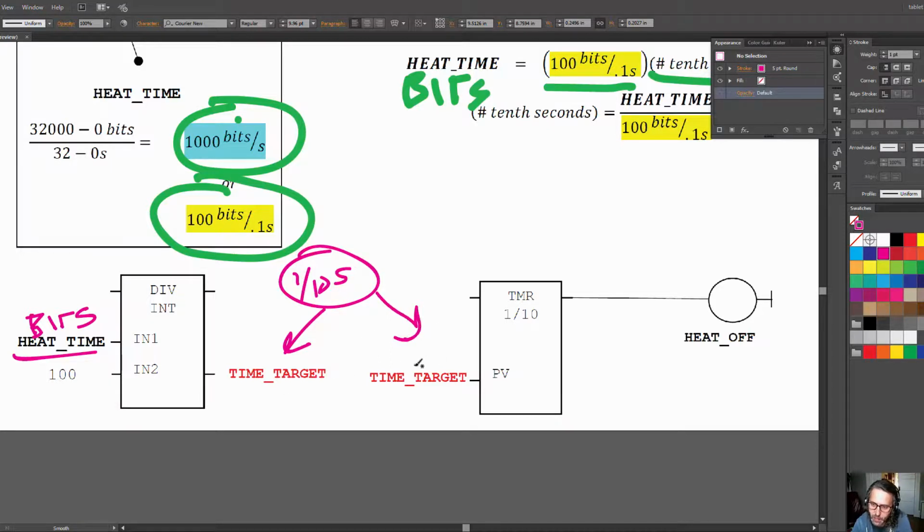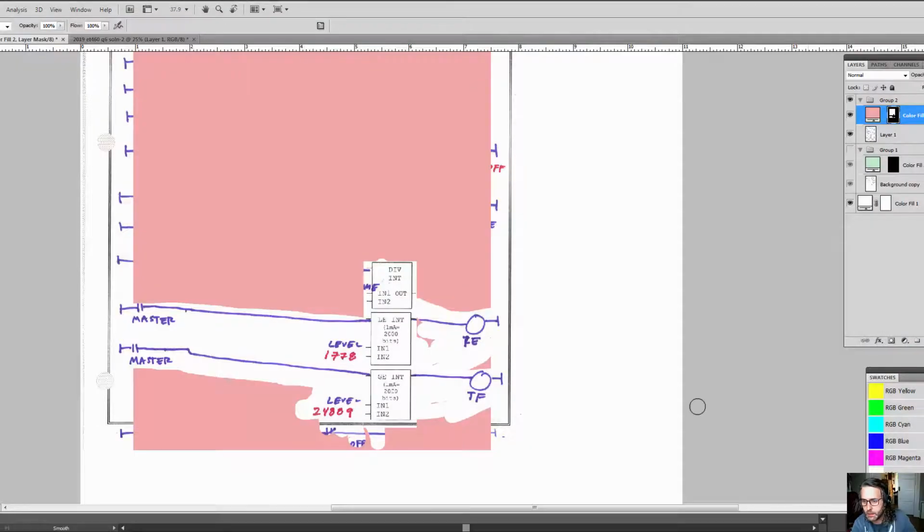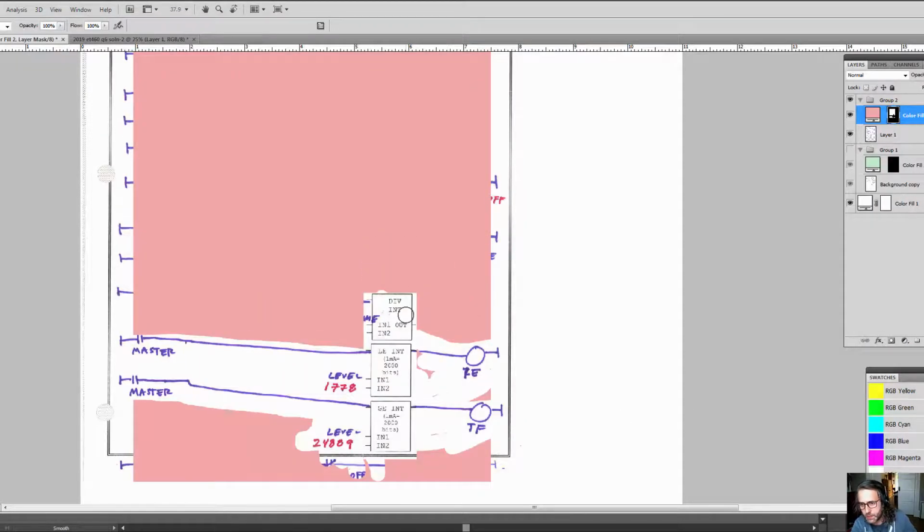So these are separate lines. So let's go to the ladder. Okay, so that's what the divide block is for. You're going to take the heat time and divide by 100 because of the calculation I just showed you. And that gives you your actual time target. And again, what I mean by time target is the time target in 1/10 of a second, because that's what we're using in our timer.